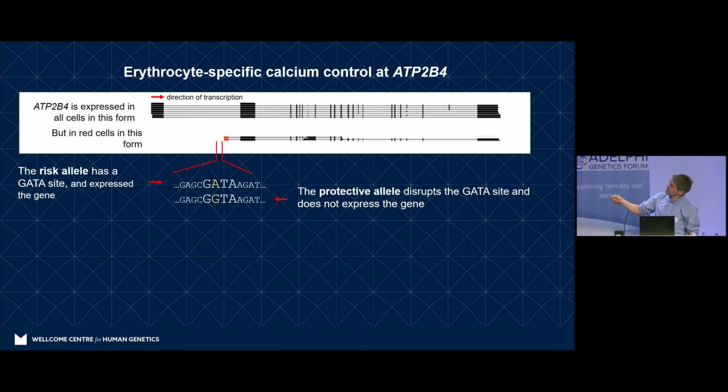And that's important because just upstream of this transcription start site is, guess what, a GATA binding site, right? This GATA motif in the DNA. So what's going on here is that in red cell erythropoiesis, the GATA transcription factor will be binding this GATA site unless this mutation occurs that has knocked out the GATA site, just like for the Duffy negativity allele. So it goes this way. The risk allele has the GATA site, so expresses the gene. The protective allele, the malaria protective allele, disrupts the GATA site and does not express the gene.